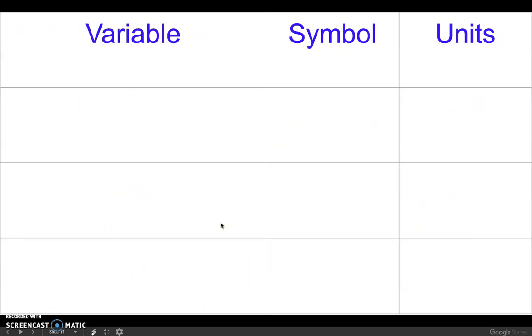Okay, so let's go over the variables for today's lesson. First up is time. We've been talking about time. Time has the symbol T and it has units seconds.